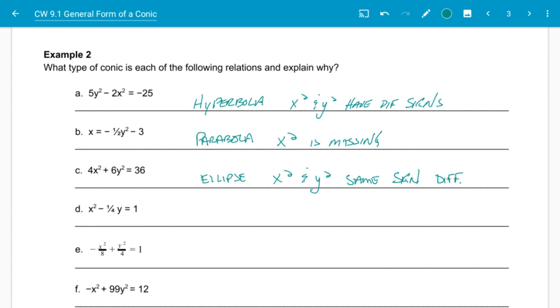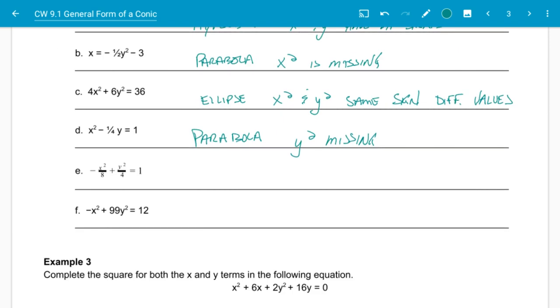The interesting thing about this is that if the coefficients on the x squared and y squared were the same and the sign was the same, then it would be a circle, because circles are just a type of ellipse. So the next one here, D, is x squared minus 1/4 y is equal to 1. And this is a parabola because the y squared is missing. So remember, anytime that we have the x squared or the y squared missing, it is a parabola. So here it's a parabola because the y squared is missing.